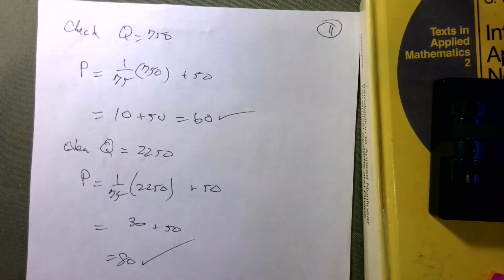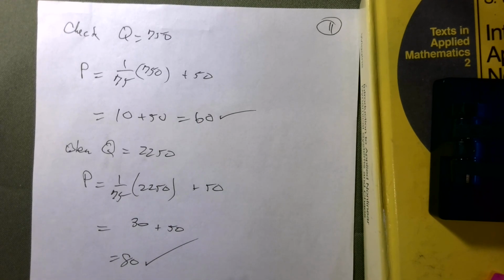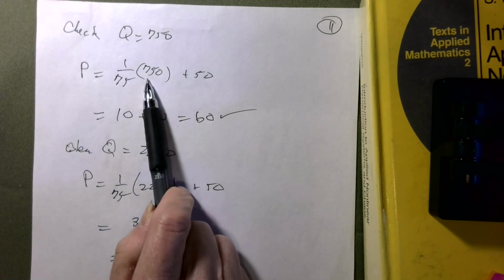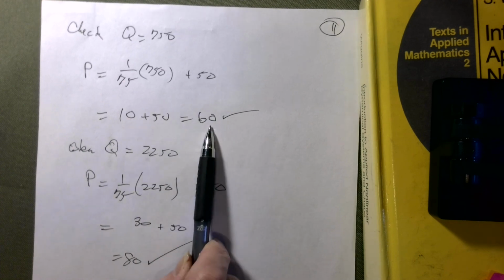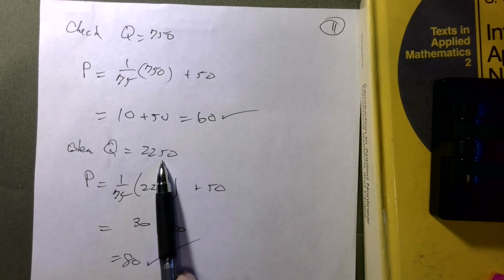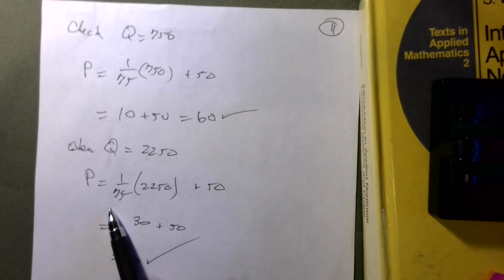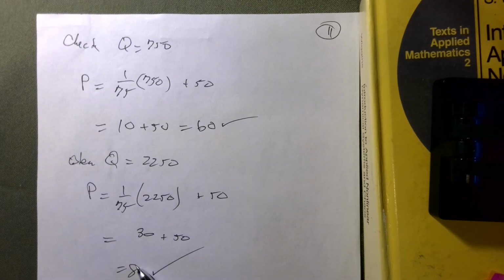And again, you could check to see if that is correct. You do that by putting in your Q. So this is going to be 10 plus 50, which is 60. That works. If I put in 2250 and you do the arithmetic, 30 plus 50, we get 80. And we have the correct formula.